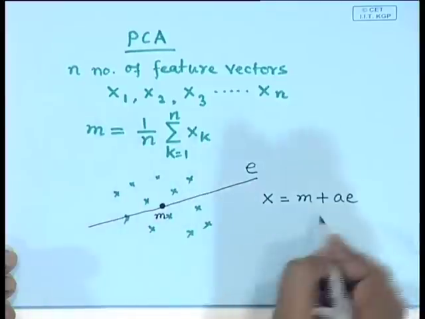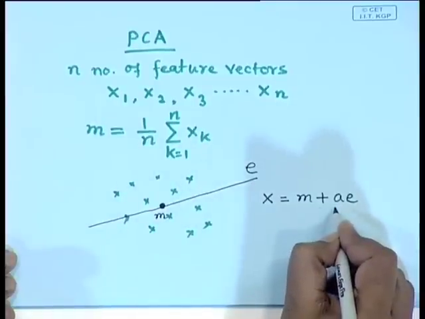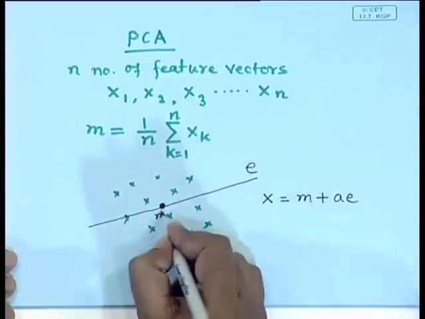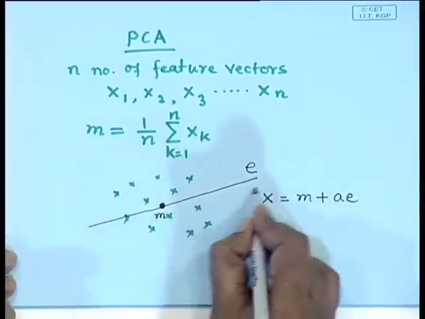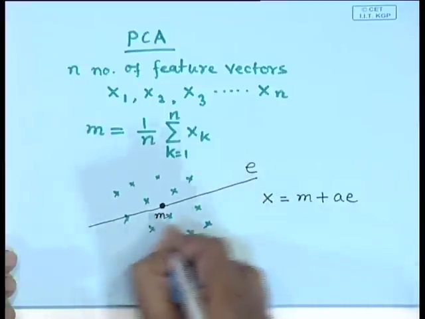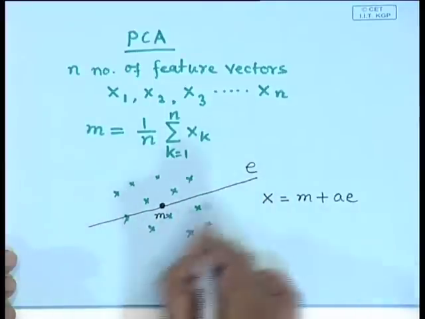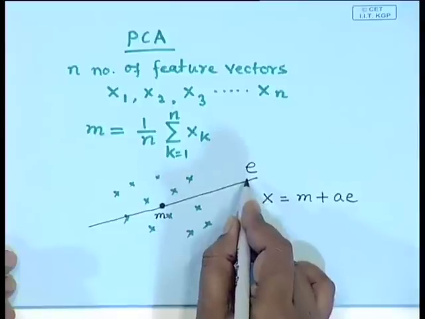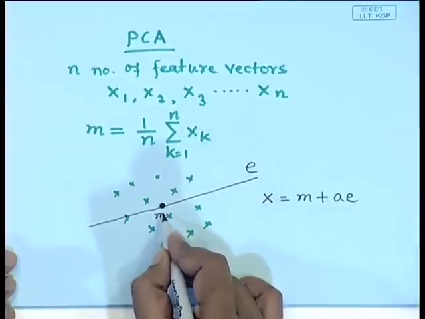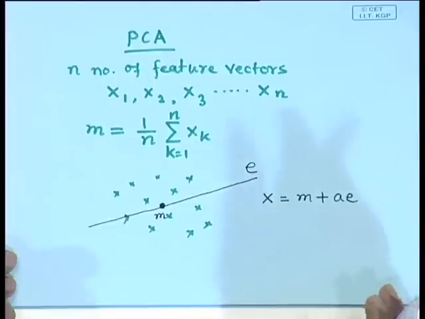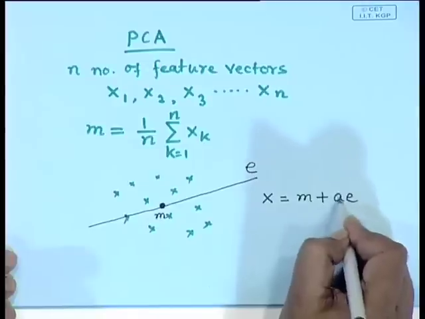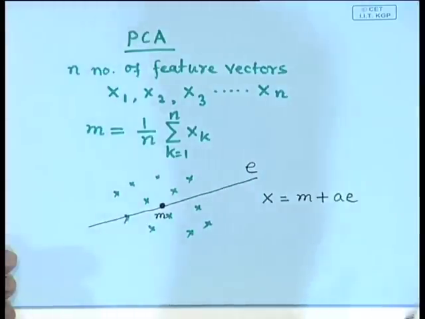And the equation of this line: if a is equal to 0, then x equals m, that means I am at this point m. For different values of a, I am moving from m in the direction of e, that means I am moving along this line. So the equation of the straight line in the direction of e, where e is a unit vector passing through the mean m, is given by x equals m plus a e. And this a now represents positions of different points on this line.